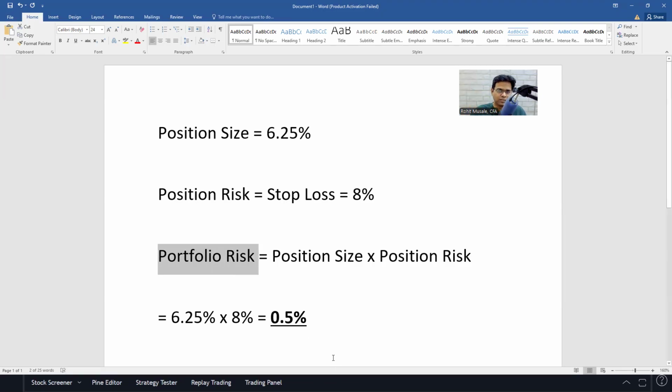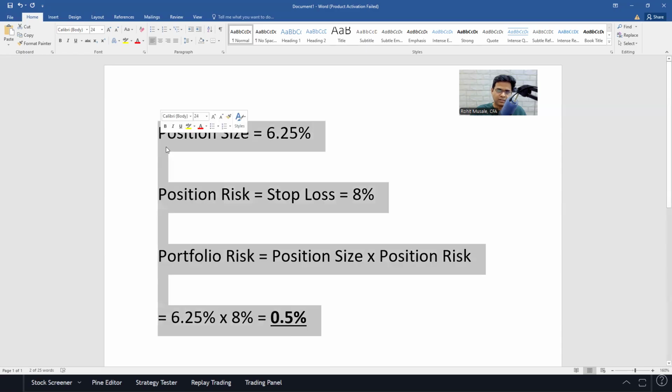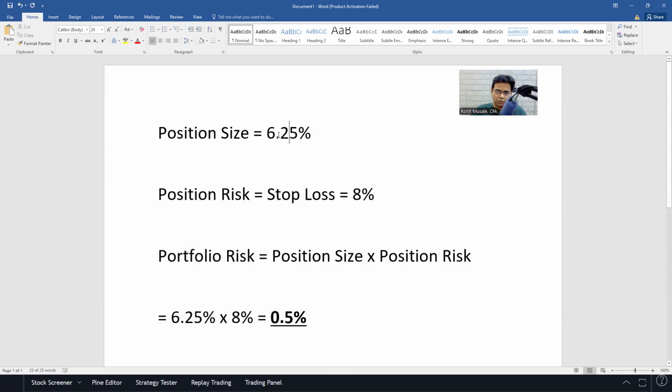So the formula is very simple. Next time someone tells you the stock market is risky, ask them how much risk you are talking about. You could choose to invest 12% of your portfolio in a stock and still risk only 0.5% of your overall portfolio on that same stock by keeping your stop loss at 4%.